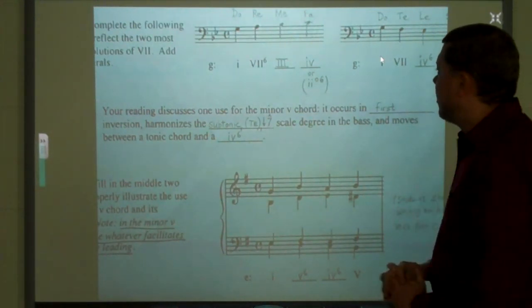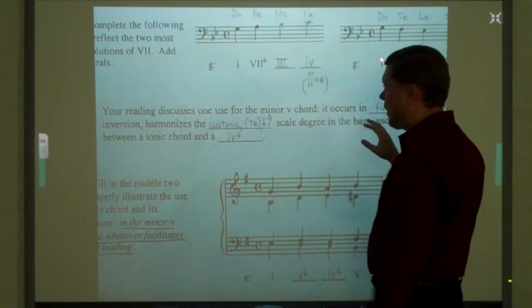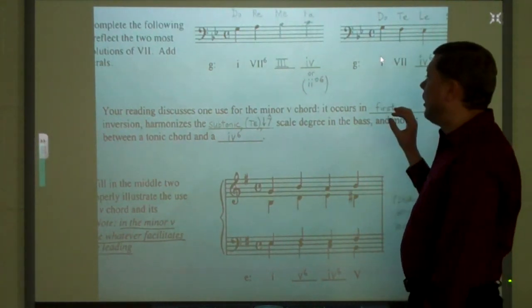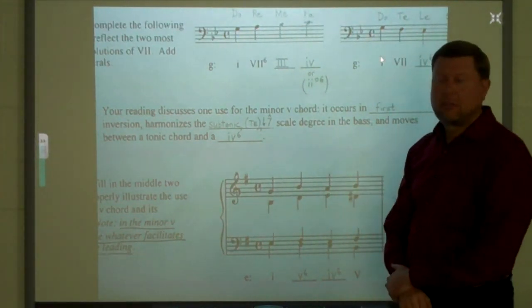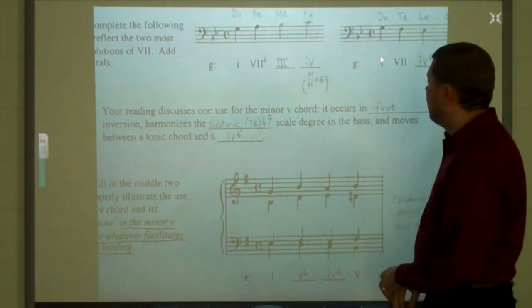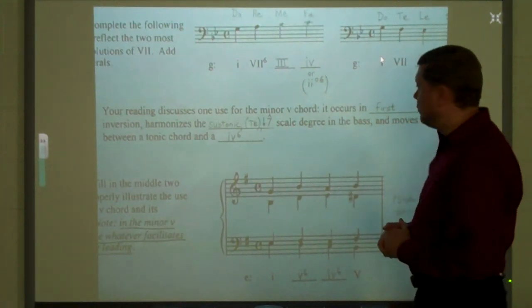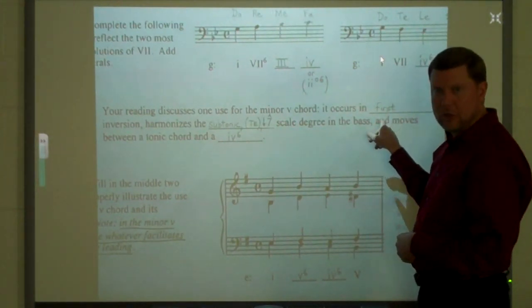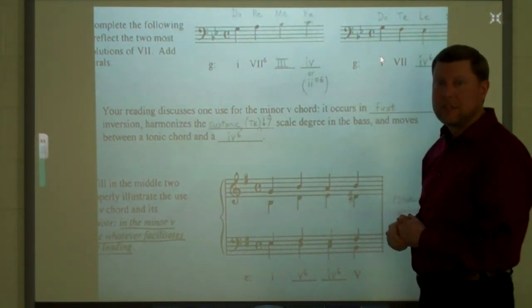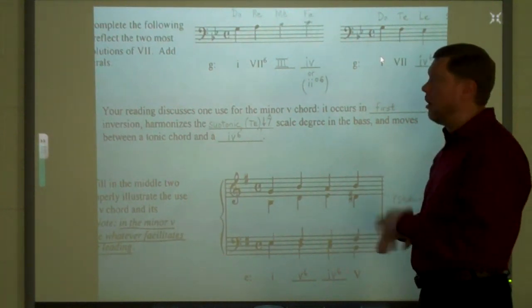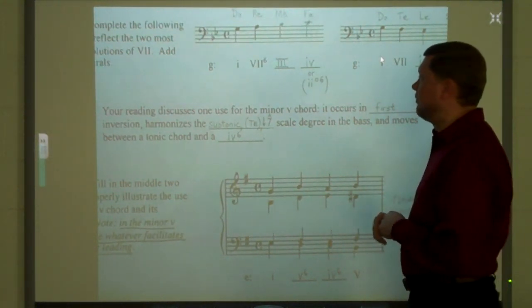On the back side of this homework assignment, most everyone got the majority of these blanks filled in correctly. I just want to make a point to let you know that when the minor 5 chord is used, it occurs in first inversion always as a 5/6. We don't use it in root position. We don't use it in second inversion.